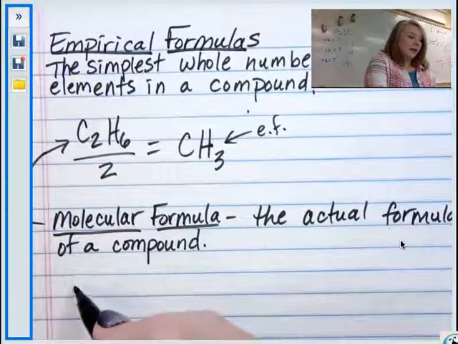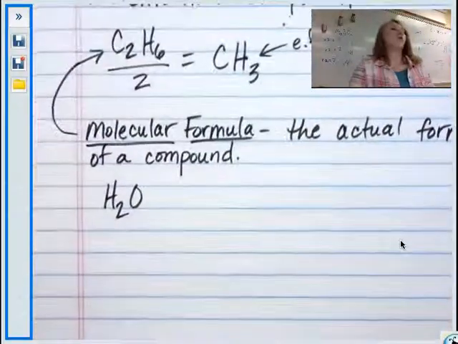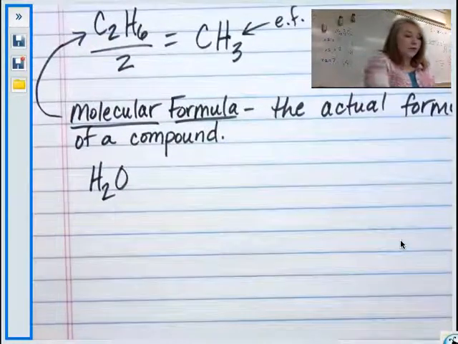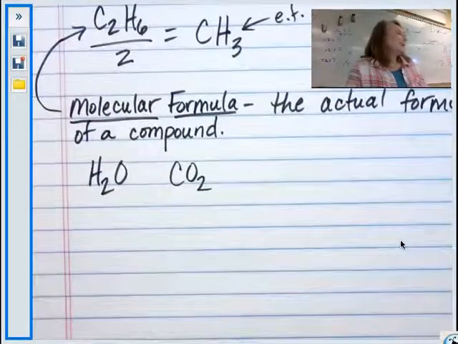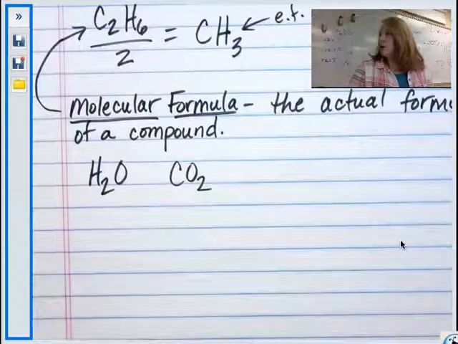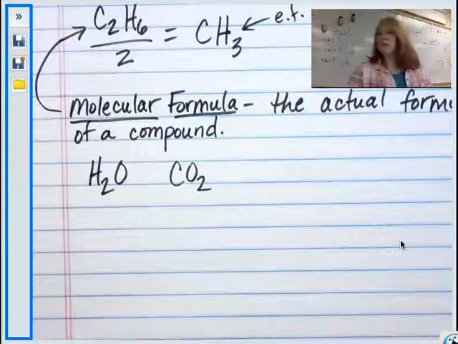Okay, now let's say that I had H2O. We know that that's the actual formula for water, right? H2O, water. We know CO2 is the actual formula for carbon dioxide. But can we simplify those formulas and make them into a smaller whole number ratio? Can we make them simpler than that? And still have whole numbers is what we're looking for.